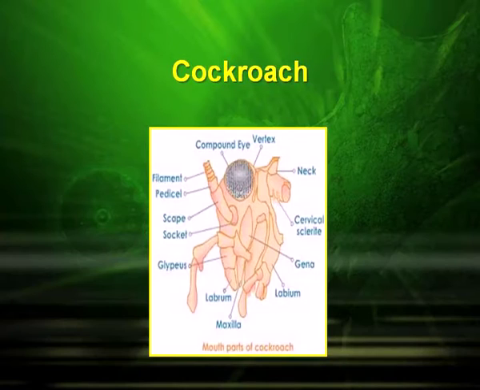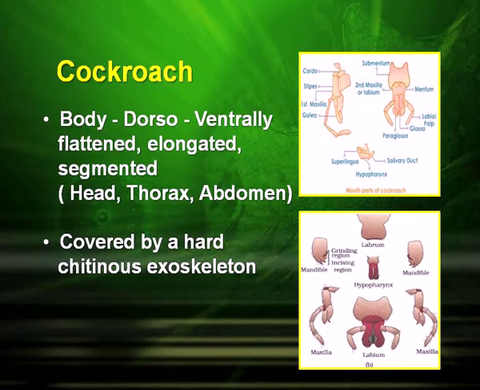Now, regarding the morphology of cockroach, their body is dorsoventrally flattened, elongated and segmented. The body is divided into three portions: the head, thorax and abdomen. It is covered by a hard chitinous exoskeleton.